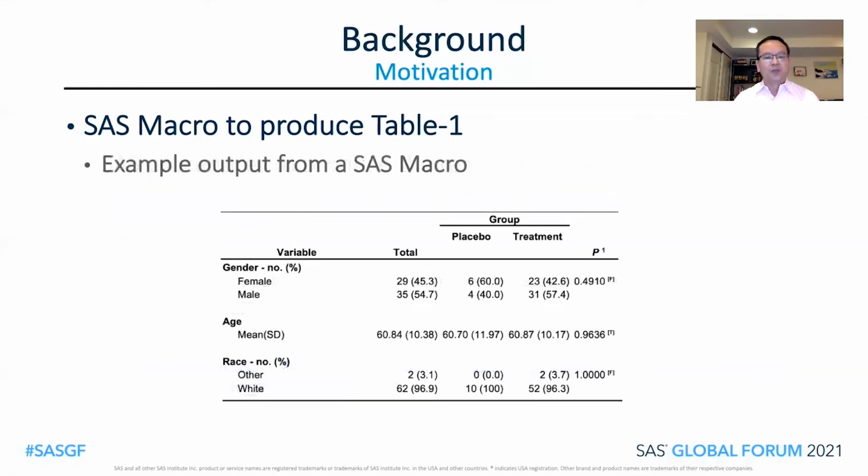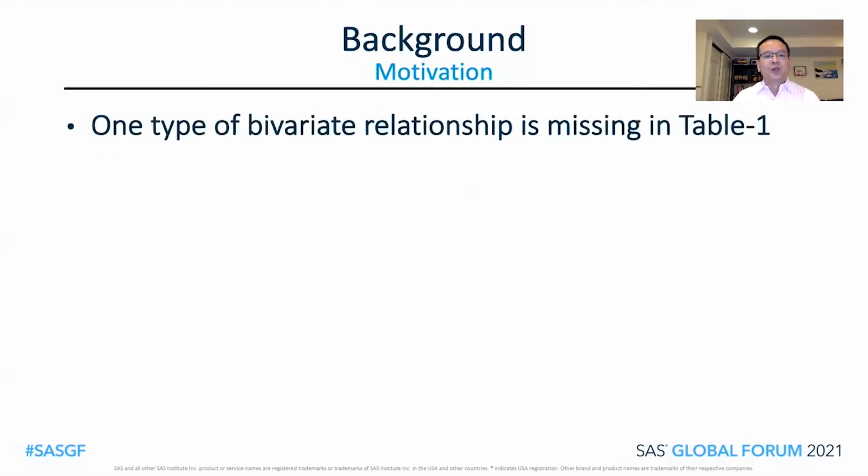And this is from my own SAS macro for table 1. You can see on the rows, those are all the variable names, stratified by treatment group, in this case, placebo and treatment. And then the p-value column provides the bivariate association test result. So this table 1 contains a lot of information. So usually that's good enough.